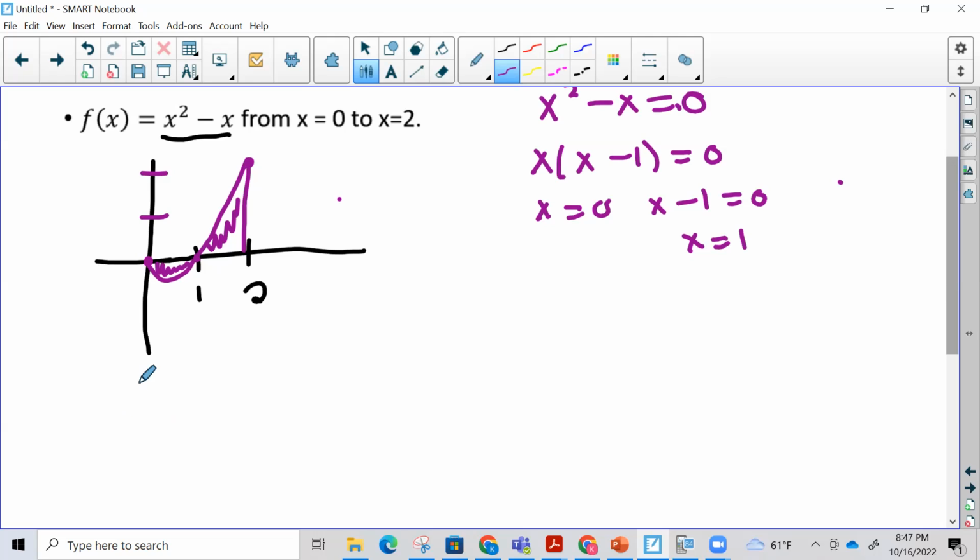So we're going to take the integral of where it goes below the x-axis. So we're starting our region at 0, and we go to where the x-intercept of our function is, which is at 1. And we know this is going to be negative, so to get the area, we will have to take the absolute value of our answer.